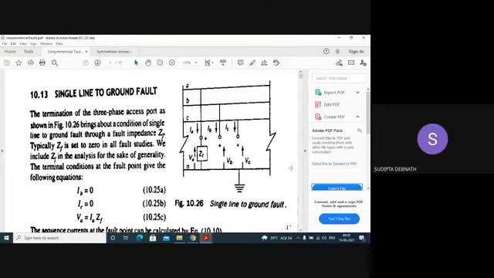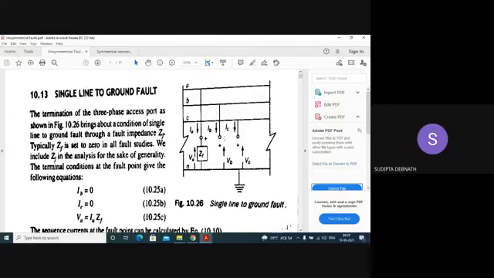So first, single line to ground fault. This is the schematic diagram of a single line to ground fault. Phase A is short circuited to the ground through a fault impedance ZF. If in the semester examination you are asked to derive the fault current for a single line to ground fault, you have to derive the expression considering this fault impedance ZF. In many answers I see they have not considered ZF and directly short circuit, but you have to find the general expression.